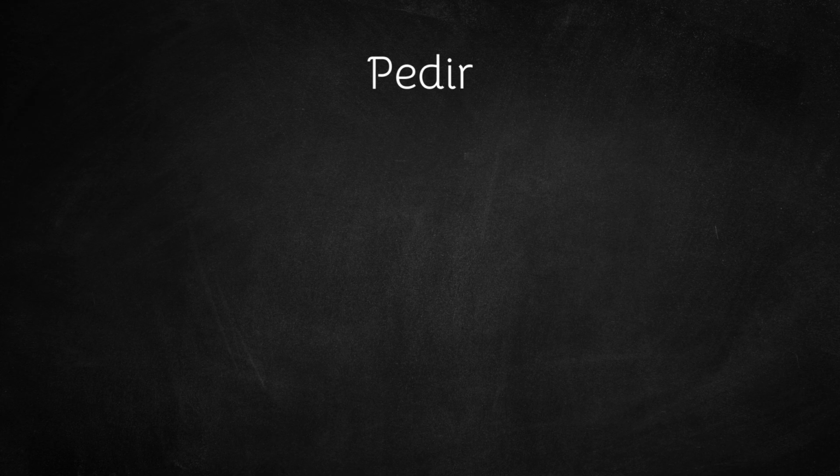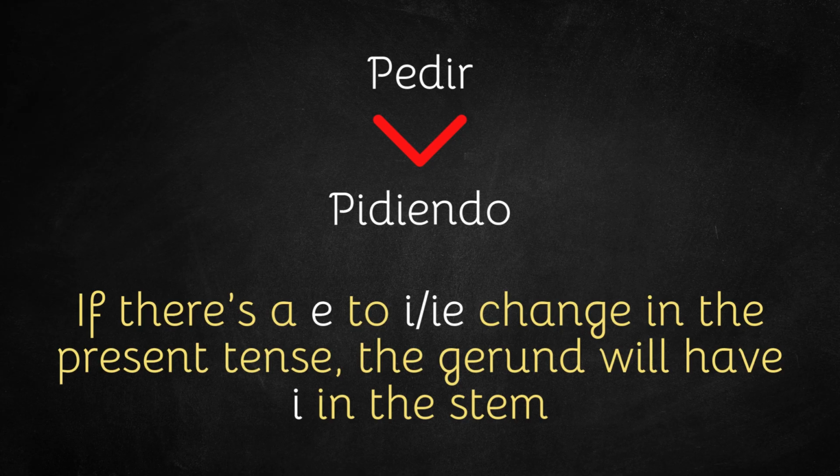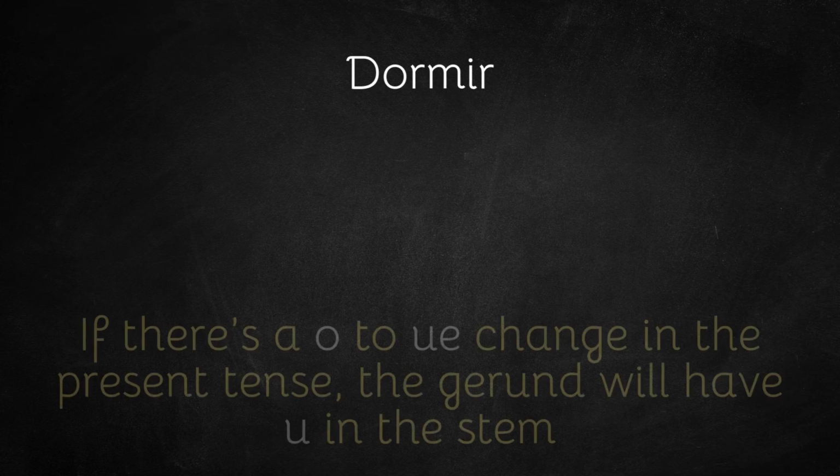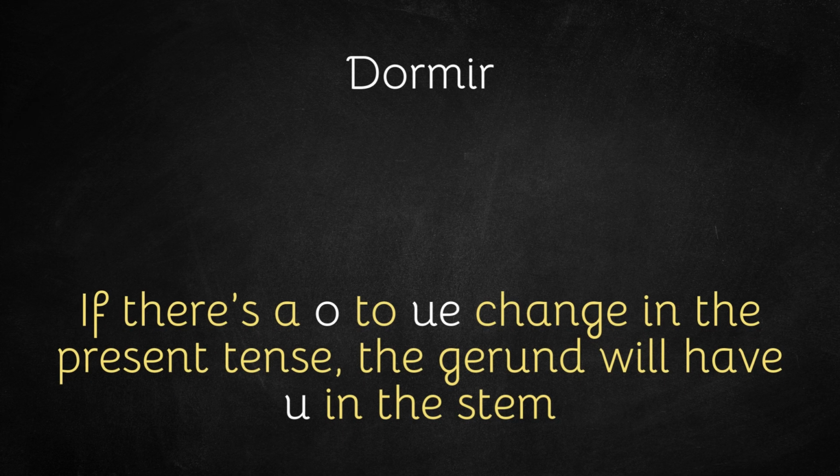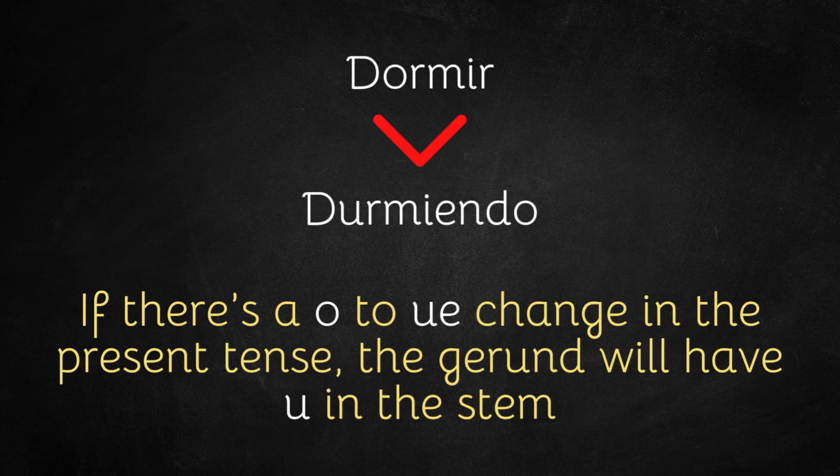For example, when we see the verb pedir, there is a stem change from E to I. So pedir becomes pidiendo. Pedir is to ask, pidiendo. Or with the stem change from O to U, for example, dormir becomes durmiendo.